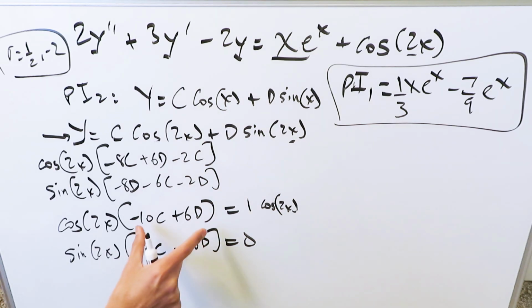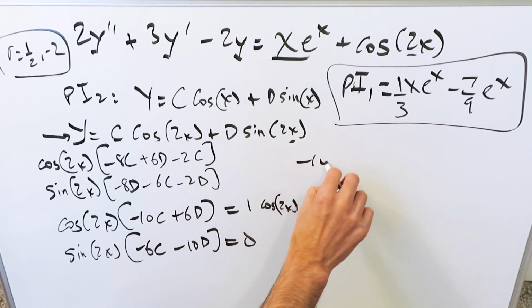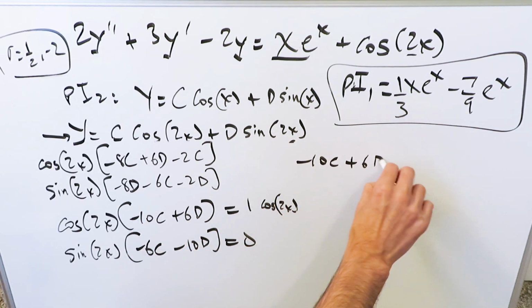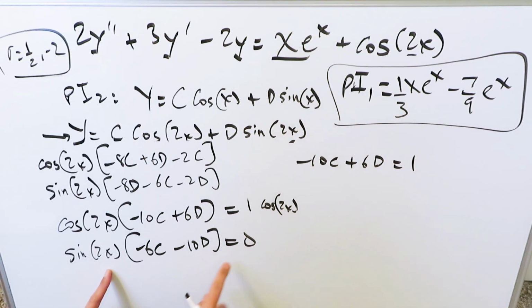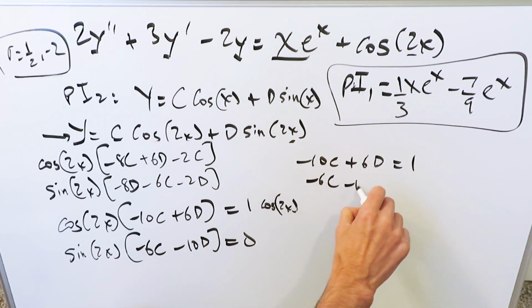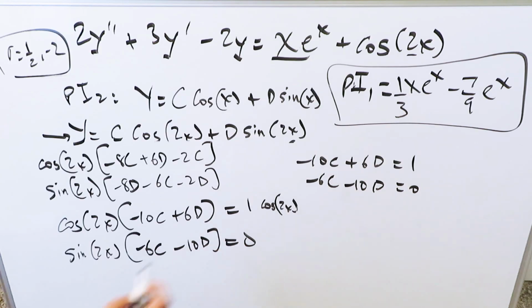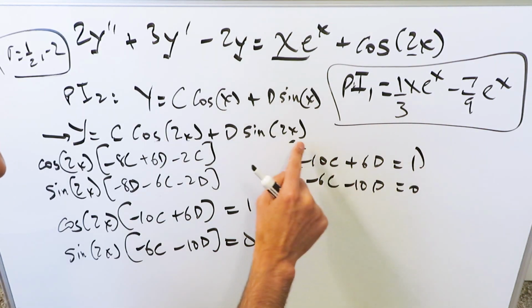You're only focusing on the coefficients. I have here a minus 10c plus 6d is equal to 1. And then for the sine 2x terms, I have a minus 6c minus 10d is equal to 0. You have to do systems of linear equations. If you do the systems of linear equations, it's not hard by any means.